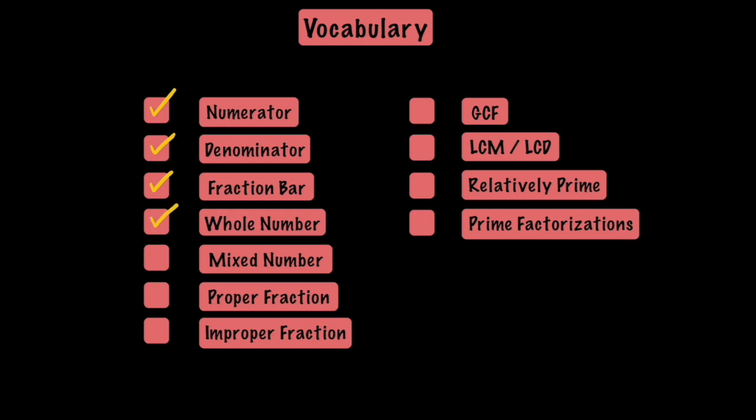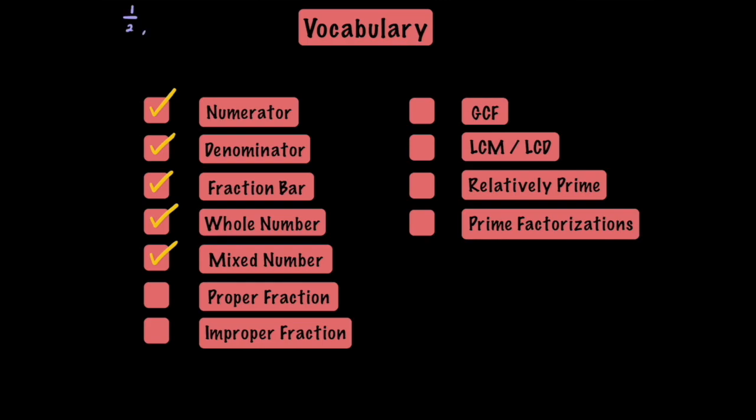That brings us to mixed numbers. 7 1/2 is an example of a mixed number. The reason why we call 7 1/2 a mixed number is because it's not just a whole number and it's not just a fraction. Since it's a combination of the two, we call it a mixed number. Now let's talk about proper and improper fractions.